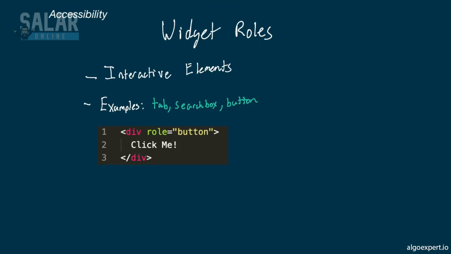Widget roles identify interactive elements. So when we use something like a div, but we want a user to be able to know that they can click on it, to interact with it, to do something with it, we use the widget role. Some examples of these can be tabs, a search box, or a button. Again, you'll see that some of these align to elements that we already have in HTML, and in those cases, you should almost always use the proper HTML tag rather than adding a widget role manually. But there are some widget roles that exist that we don't have a tag that directly maps to, and in those cases, widget roles are good to be using.